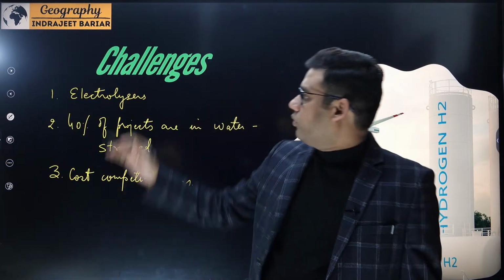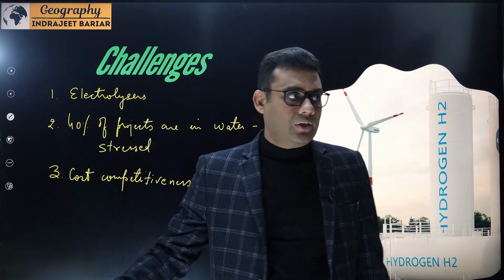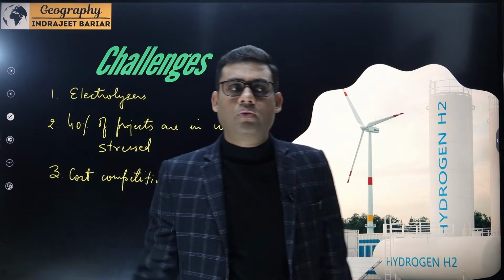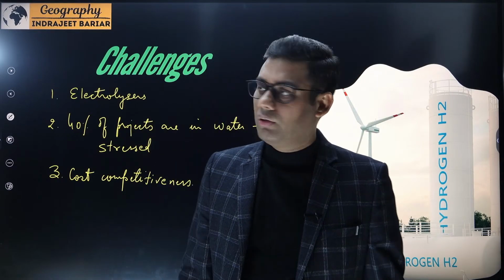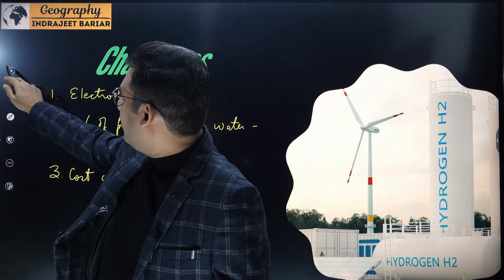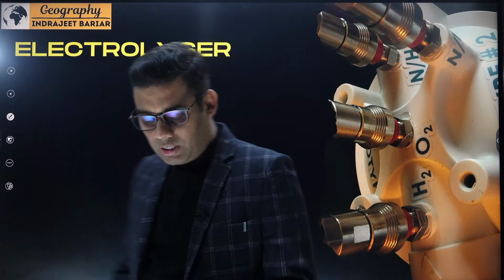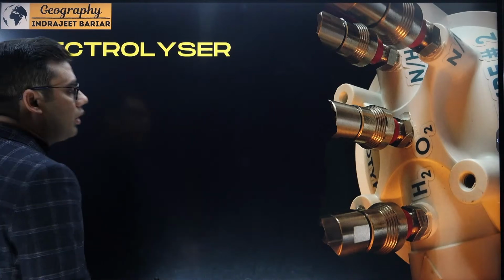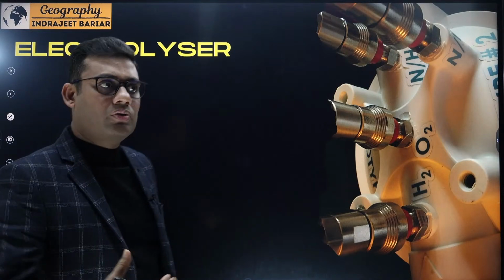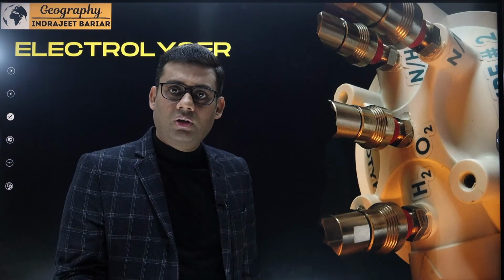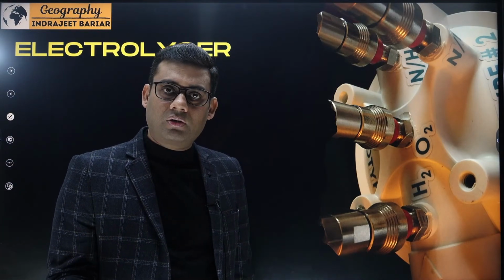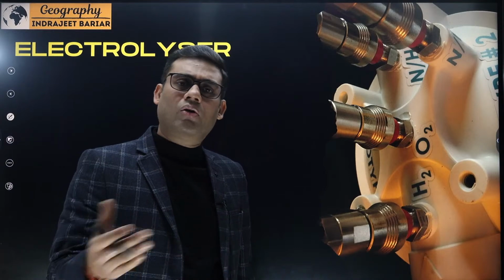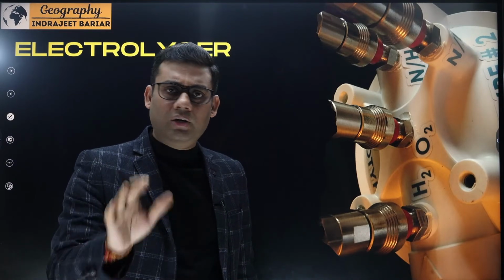So these would be the main three challenges with respect to the production of green hydrogen. Now, when we talk about electrolyzers, I told you, these are the devices which drive the process of electrolysis, which results in breaking of H2O and production of hydrogen.